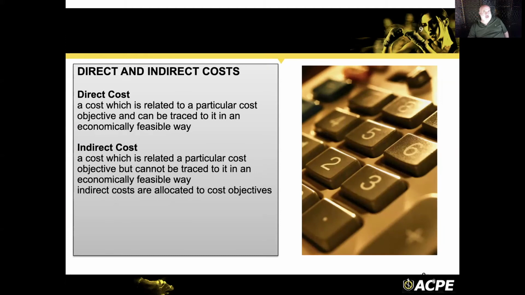A direct cost is a cost which is related to a particular cost object and can easily be traced. So we might be looking at the loaves of bread, and we can easily trace that, you know, we use $2 worth of flour in every large loaf of bread, and we can trace that because we know that is the case, okay? An indirect cost is a cost which is related to a particular cost object but can't be traced in an economically feasible manner.